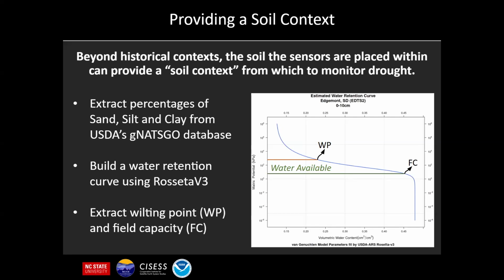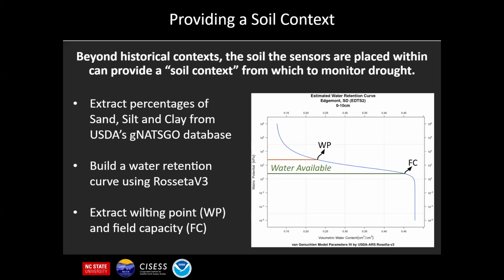What we've done for the UMRB, because some of the stations are so new, we don't actually have lab results yet. I'm happy to hear Synoptic has some of that data in their API now. We haven't really used it yet, but that's probably something we should do at some point. But we leveraged the USDA's gNATSGO database to extract out percentages of sand, silt, and clay for our stations. This allows us to build a water retention curve using the Rosetta version 3 model. I'm going through this real quick. And we can build a water retention curve like you're seeing on the graph behind me.